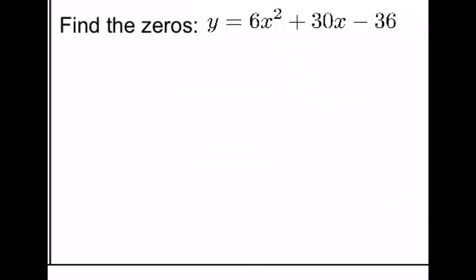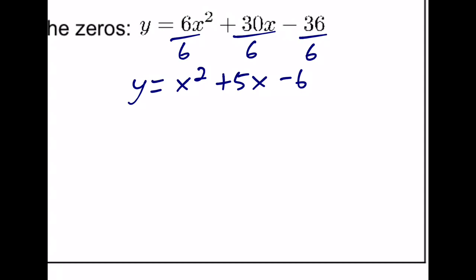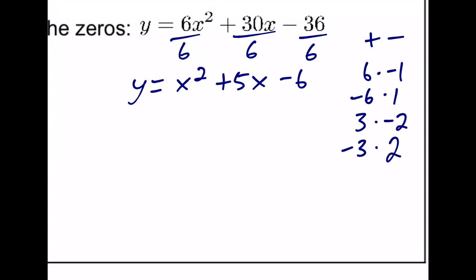The last one requires you to divide all three terms by 6. So we're left with y is equal to x squared plus 5x minus 6. With my c value being negative, I know that one factor will be positive and the other negative. So if I consider some factors of 6, I could try something like 6 times negative 1, or negative 6 times 1, or 3 times negative 2, or negative 3 times 2. Which one of these pairs will add up to positive 5? And it turns out that this one does.